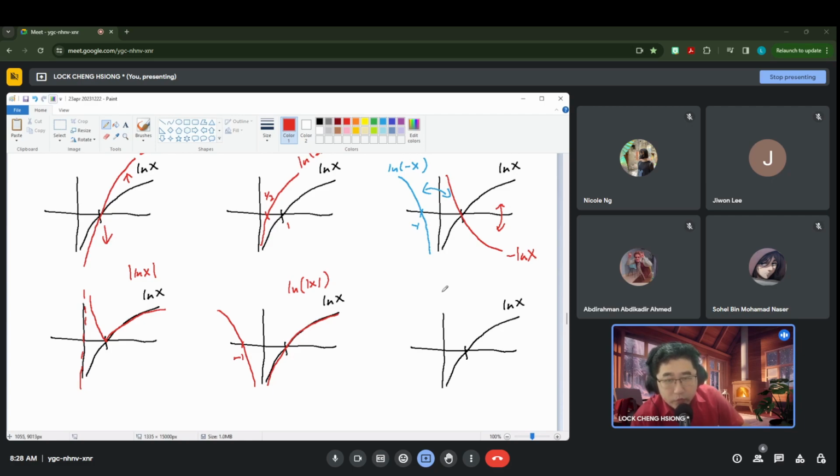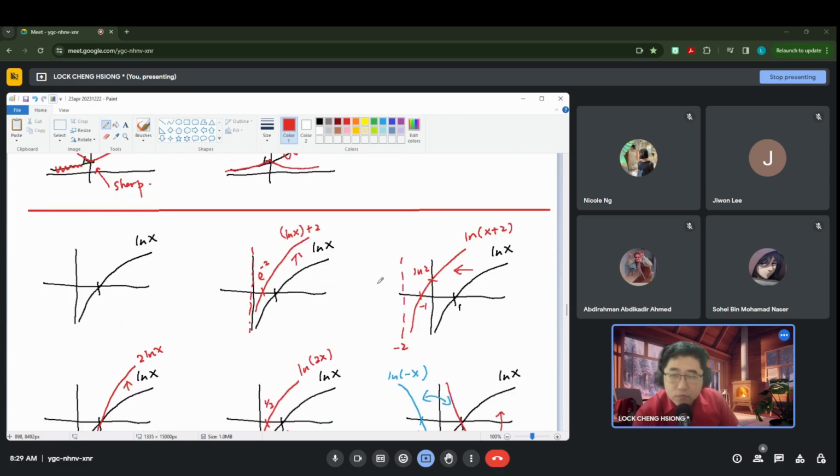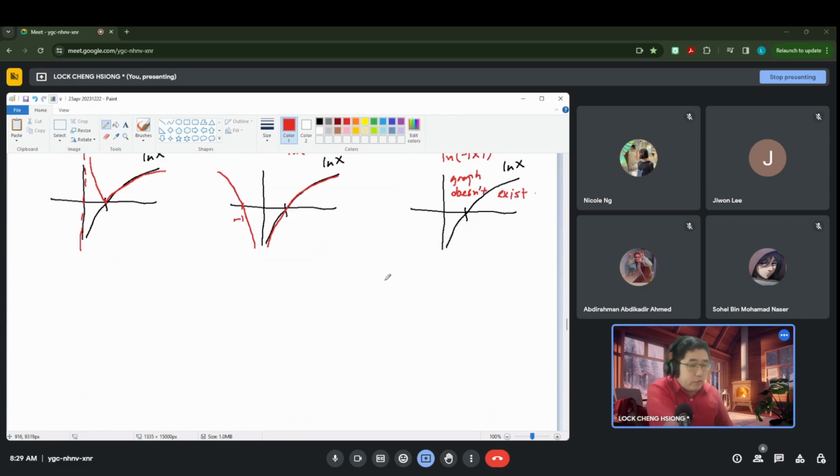What if you have a ln of negative modulus x? Graph doesn't exist, because we cannot log a negative number. Therefore, the graph doesn't exist. Okay. Then there are a few more that will be interesting here.